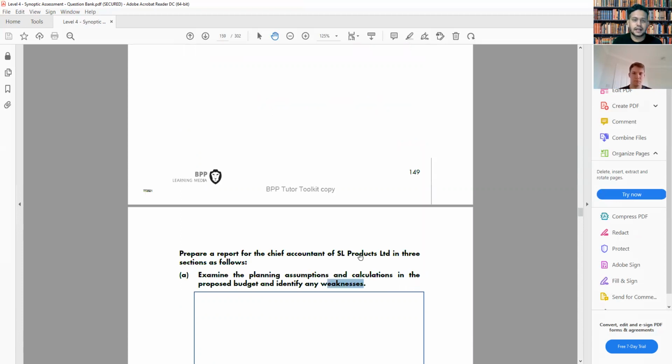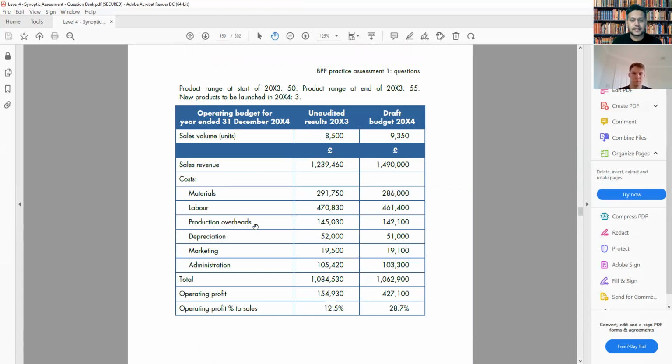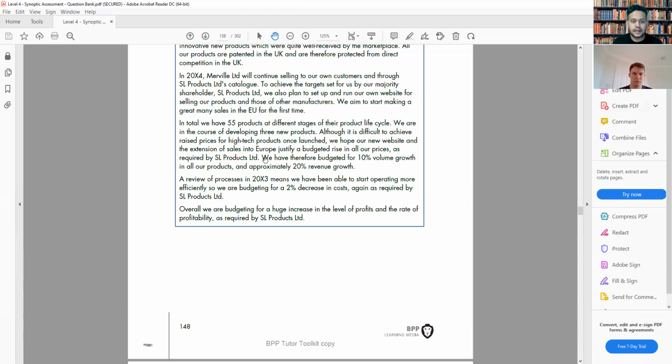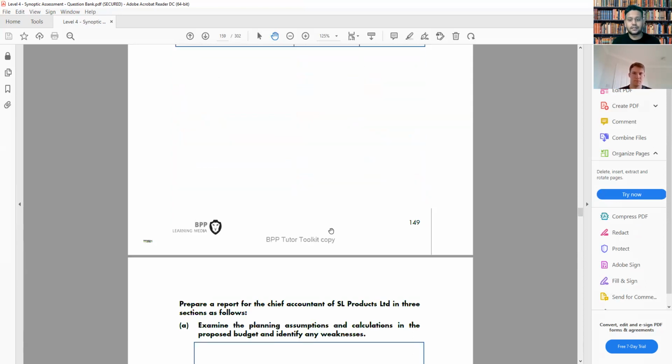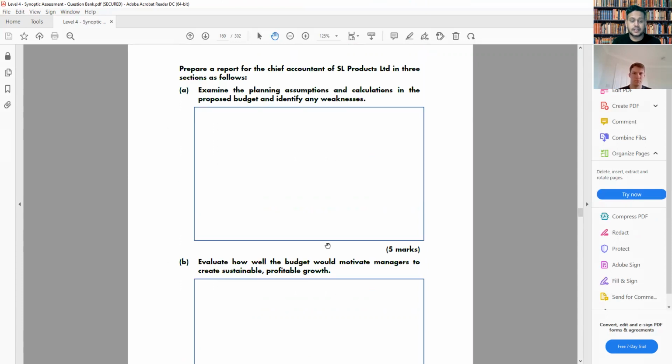We need to read the scenario and we need to look at this structure. And from there, we have to find what is the weakness. Every time I find a weakness, I have to underline it. So I need to make a point on the scrap paper so that I can write it down. You really don't have to write too much. Remember, this question is kind of 5 marks. You just need to write 5 weaknesses. So identify 5 weaknesses.